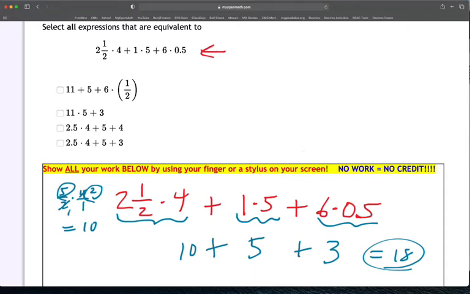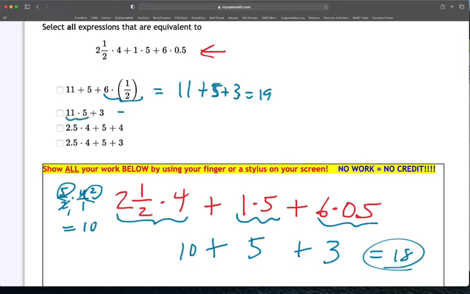So one way of thinking about a problem like this is we are looking for other expressions that also have an answer of 18. So now we need to check these 4 possible answers. Well, let's just continue to use the order of operations. So in this problem, the first answer, we would have to do that part first. So we have 11 plus 5. 6 times a half is 3. So we have 11 plus 5 plus 3. That's 19. That's not what we need. We need 18.